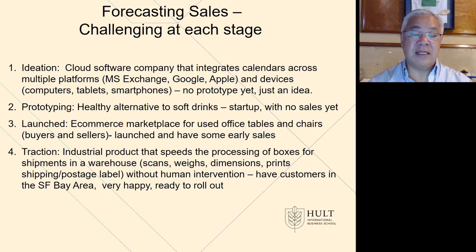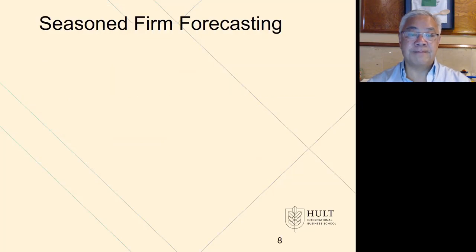So here, if we had an example of an industrial product that speeds the processing of boxes, that scans, weighs, does dimensions, and prints the labels without human intervention, this is something that we know works, people love it, and we're ready to bring it to other markets. So each of these we would have different challenges, and you just do what you can based on the information and data and survey results that you have at the time.